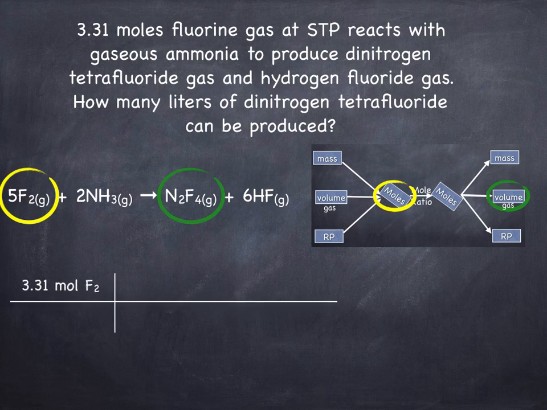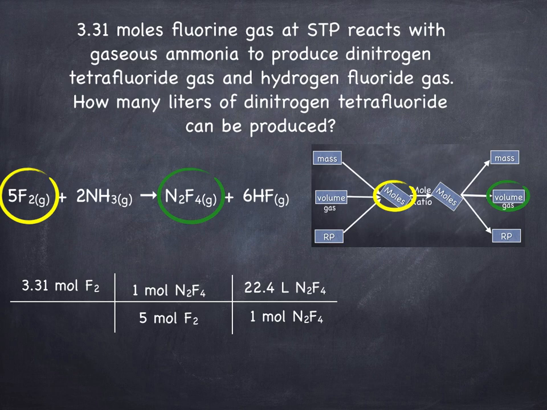Okay, set up the game board. Given a piece of information in the top left, our first conversion is that mole ratio right away. It's 5 to 1. So we need 5 moles of F2 on the bottom and 1 mole of N2F4 on the top. And then our next conversion is the volume conversion. That 1 mole is going to go on bottom, 22.4 liters is going to go on the top. You're going to cancel out your units, multiply across the top, divide across the bottom, and you should get 14.8 liters of N2F4. So there you have it.